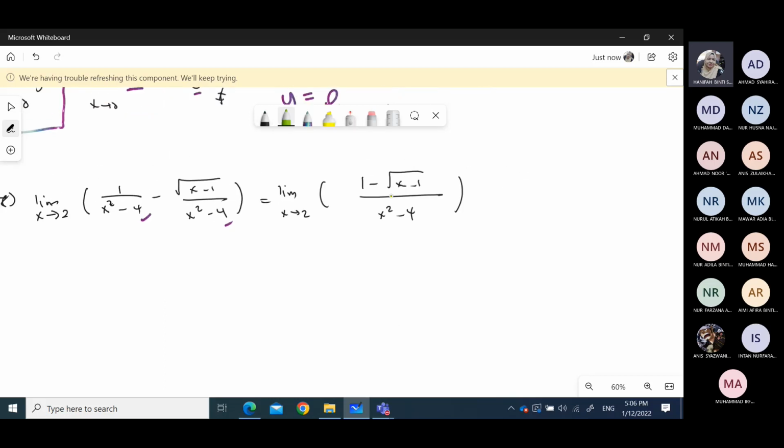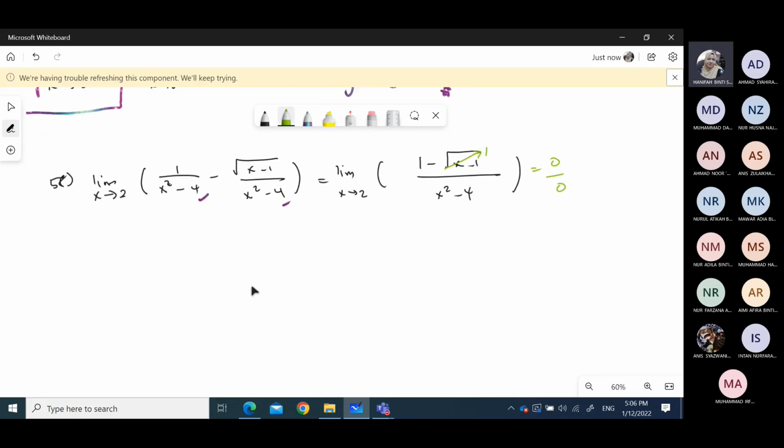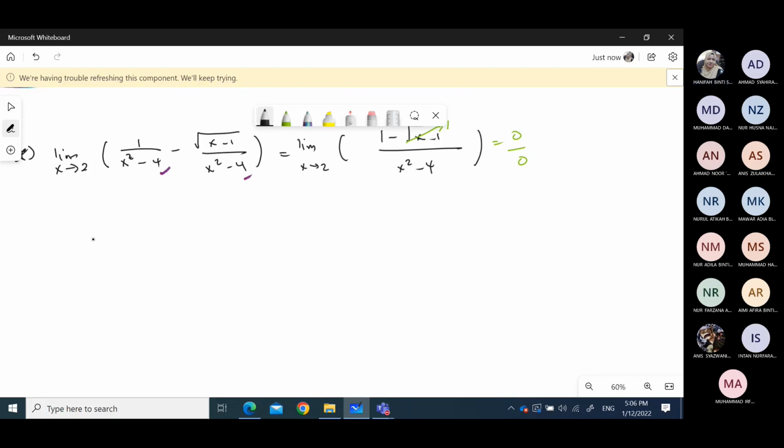For this limit, x approaches 2. So 2 minus 1 is 1, square root of 1 is 1, and 1 minus 1 is 0. For the denominator, x squared minus 4, where x approaches 2, we have 4 minus 4, which is also 0. Okay, so next you just apply L'Hopital's rule. Okay, class? Okay, madam. Okay, very good.